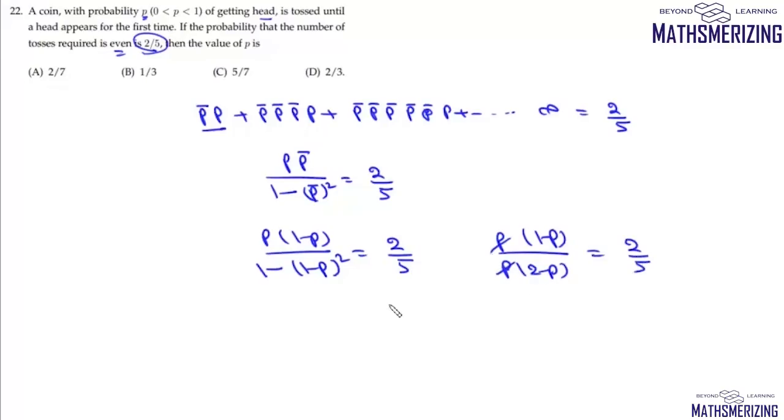Now P and P will cancel. We'll get 5 minus 5P, and it will be equal to 2 into (2 minus 2P). So it will be 3P is equal to 1. So the value of P is simply 1 by 3. And that's your option number B.